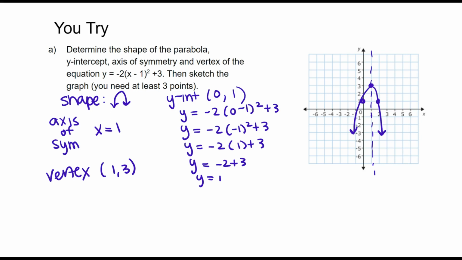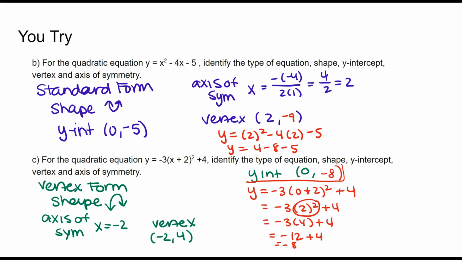The answer to the first one. And the answer to the last 2. That concludes graphing quadratic functions.